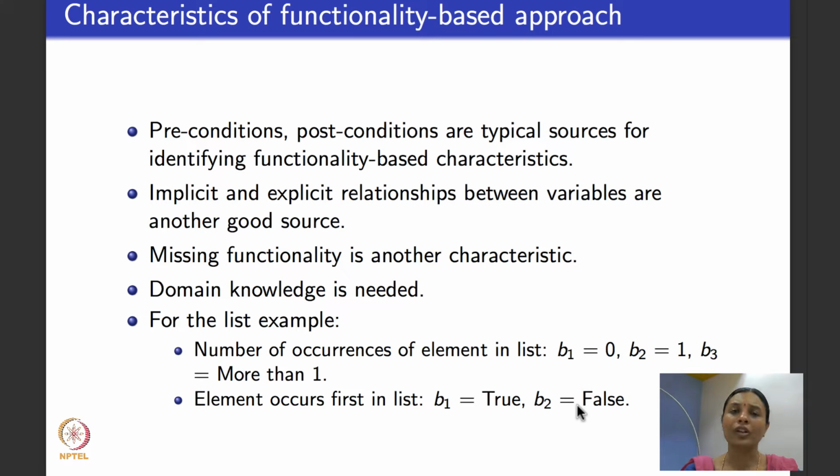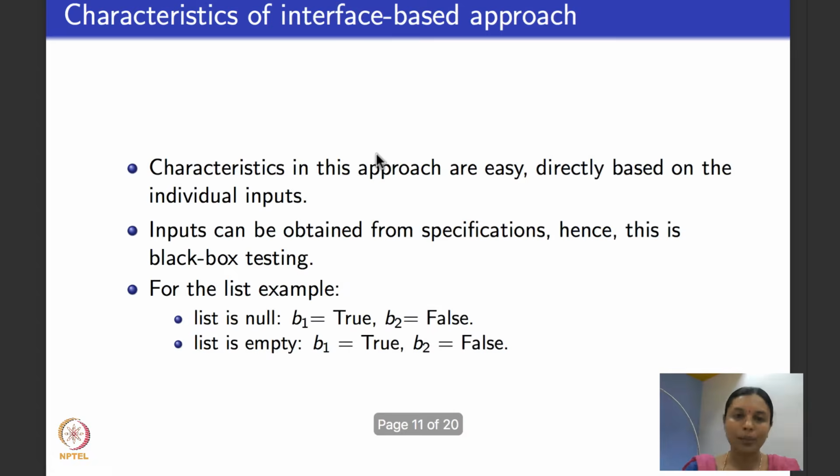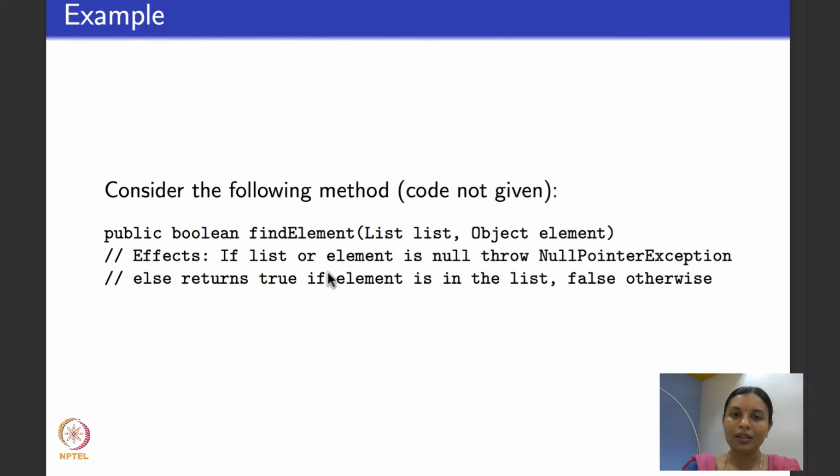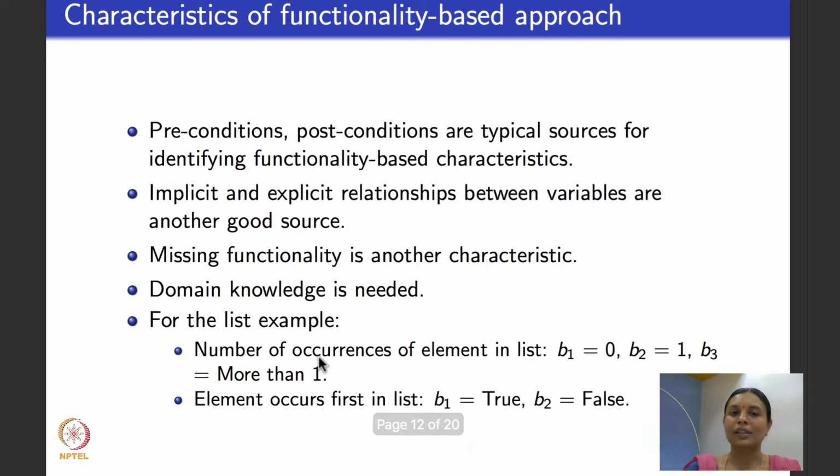So how do I do a functionality-based approach? Where do I get these things from? Usually in a program, preconditions and postconditions are very rich sources to understand functionality. For example, if you look here, it is just a small comment that acts as a precondition on what the program is expected to do. So I don't really need the code of the program. Just by looking at this, I'm able to arrive at characteristics.